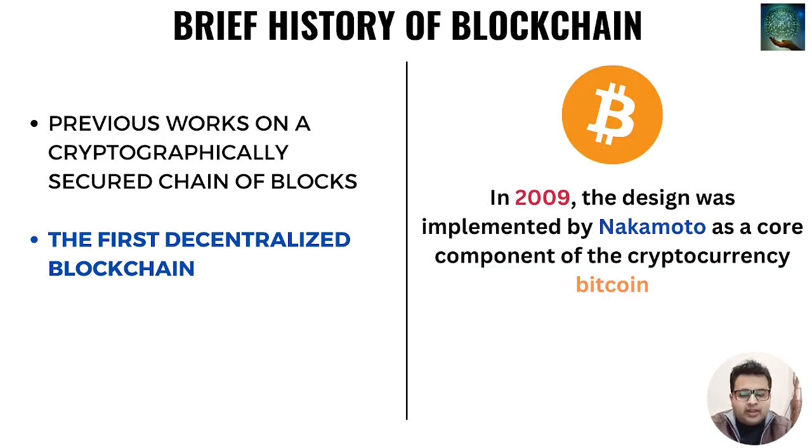In 2009, the improved design was implemented as a core component of the cryptocurrency Bitcoin. The Bitcoin blockchain was created and gave birth to the very popular Bitcoin cryptocurrency. The Bitcoin blockchain serves as a public distributed ledger. So what is a ledger? A ledger holds records of transactions, all the transaction details.